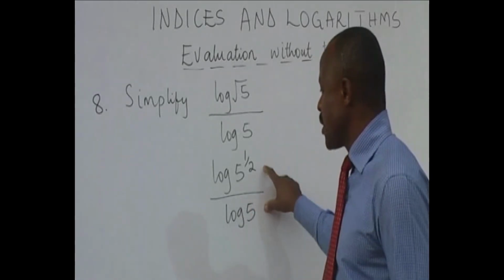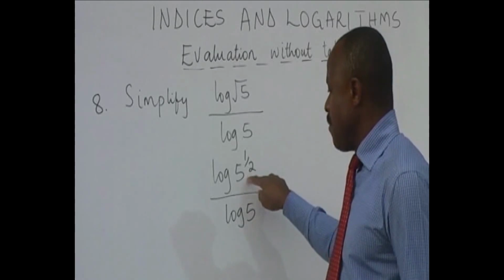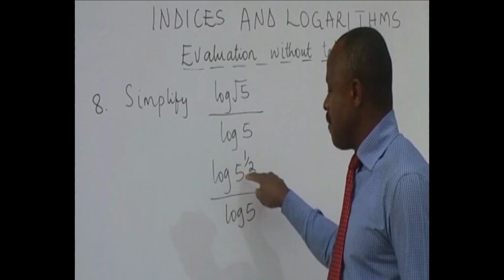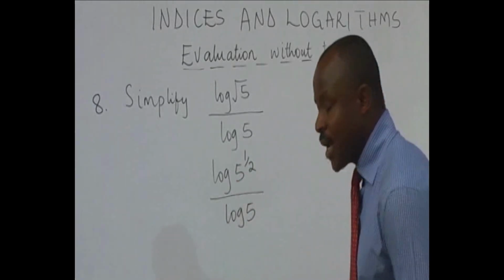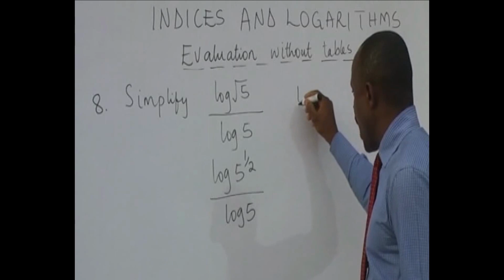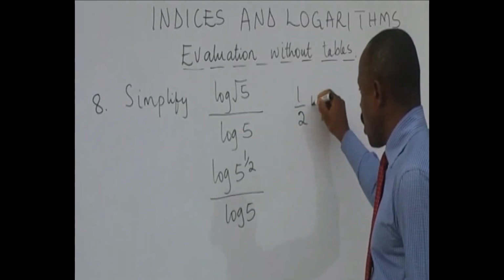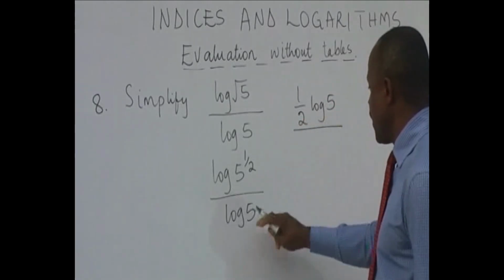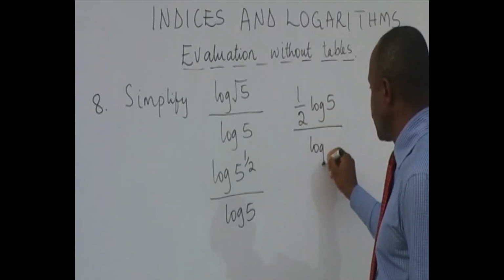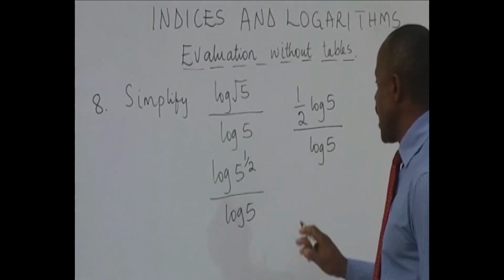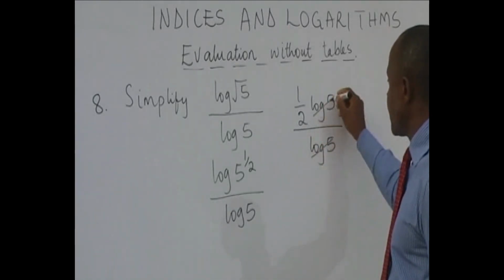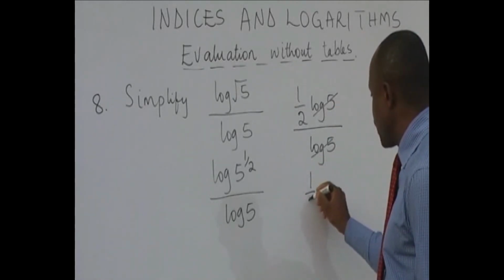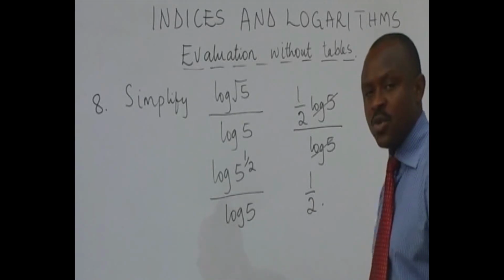If you look closely now, you discover that if you apply the third law of logarithms, log 5 exponent half will now become half log 5. Bring down the denominator, log 5. As you have this now, you can cancel log 5 up and down. I'll be left with 1 all over 2 as the answer to the question.